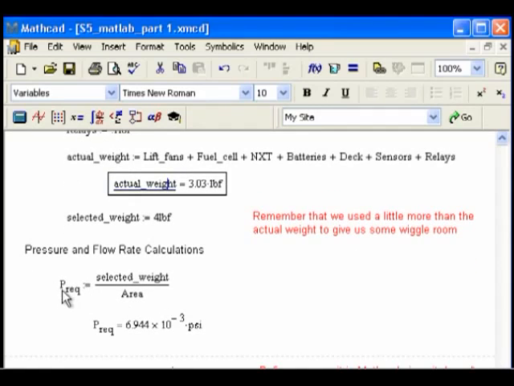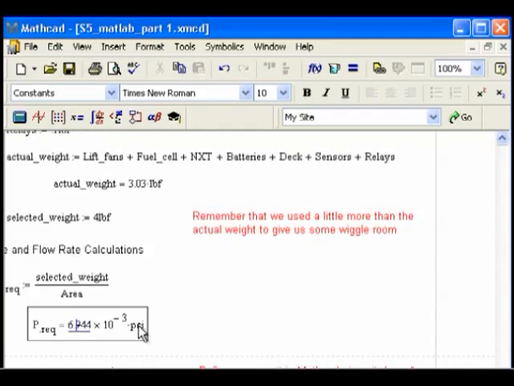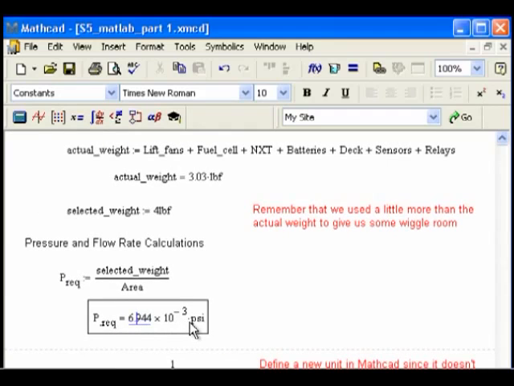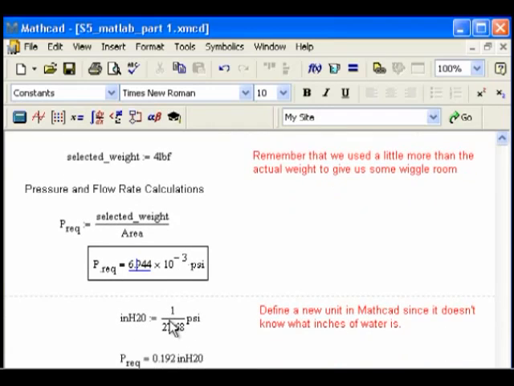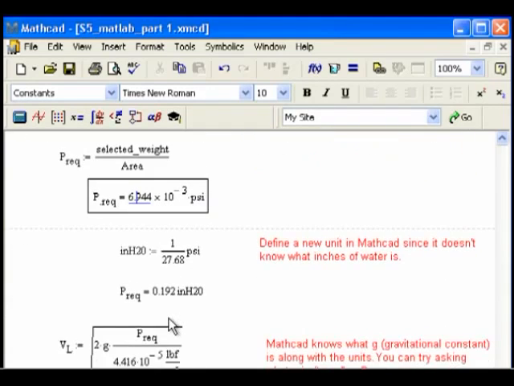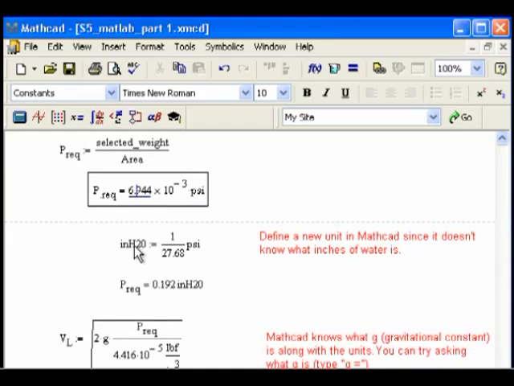So the required pressure, prereq, is the selected weight, which is that 4 pounds, divided by the area. By default, it gives it to me in something really strange, in pascals, so I actually just typed in PSI, because I want it in PSI. Now, I also want it in inches of water, and it doesn't know. Remember, this is an ancient unit of pressure, and it doesn't quite know what it is, so I actually had to define it.